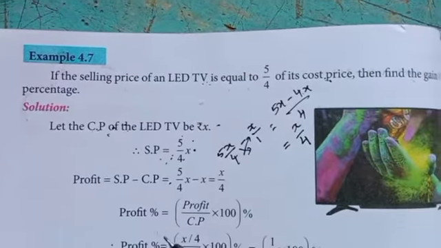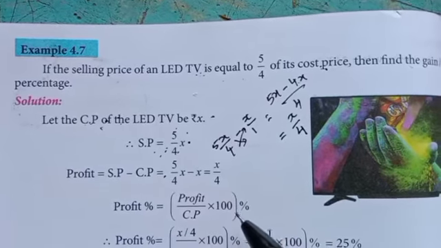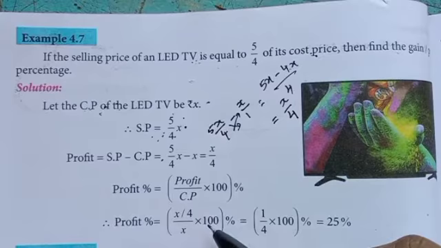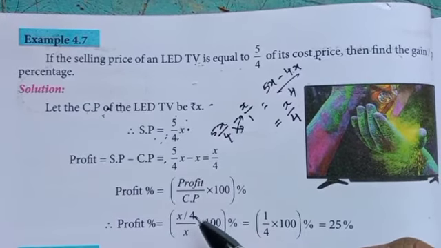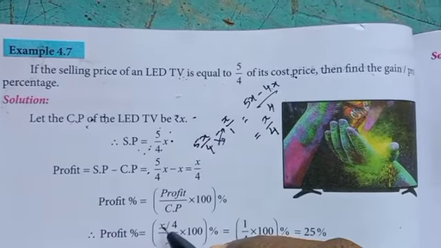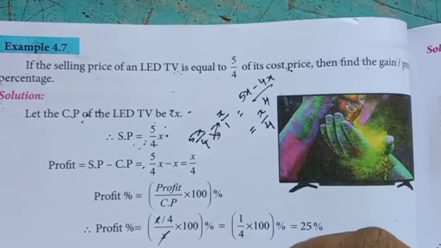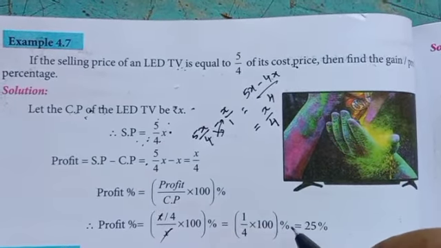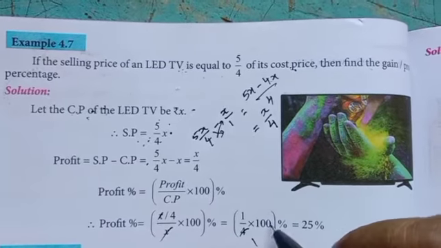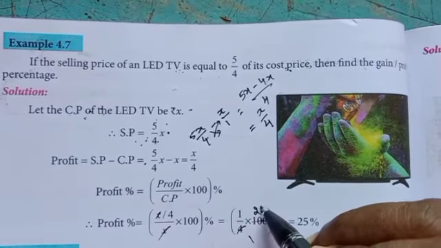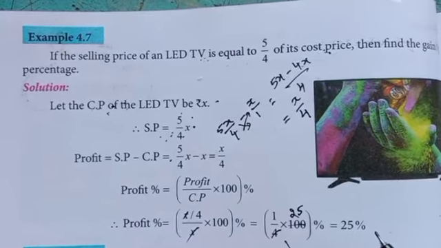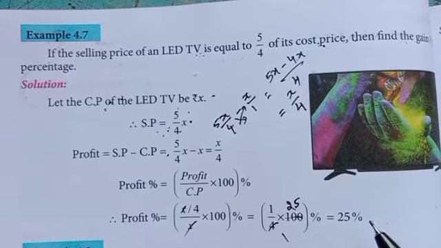Now profit percentage is profit by CP into 100 percentage. Profit we get x by 4 by x into 100. So this x cancelled, numerator x and this x cancelled. After cancelling we have 1 by 4 into 100 percentage. So 1 4 is 4, it is 25 times. 25 into 4 is 100. So that is equal to 25 percentage.